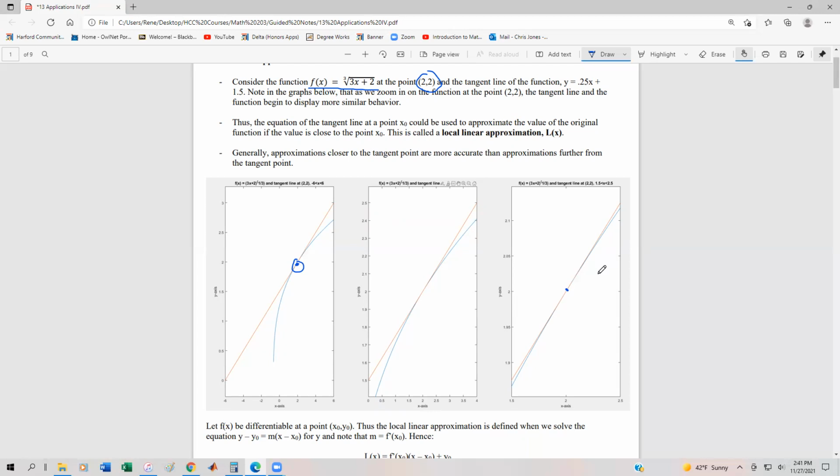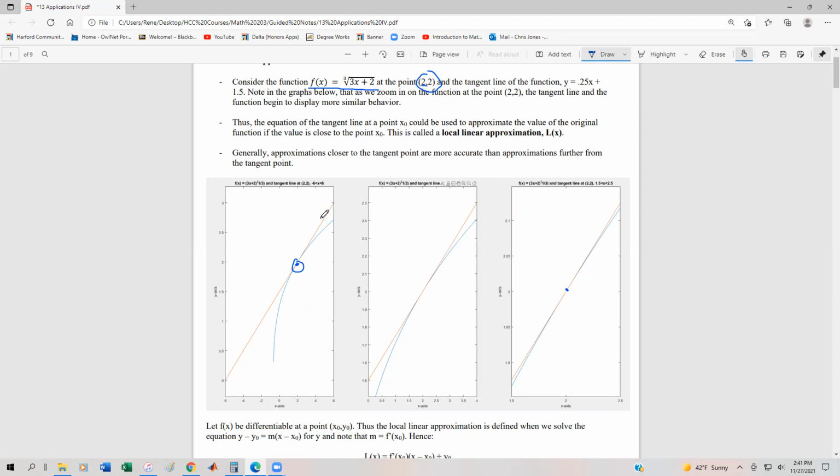Now, it doesn't have the exact same properties, and there's going to be some error, especially the further we get away from that point. So we'd like to stay around that point, x equals 2, to get a pretty decent approximation. Essentially, we're going to find the equation of a tangent line, and that's going to represent the function around that point. In this case, we have x equals 2. And that's the whole idea of a local linear approximation.